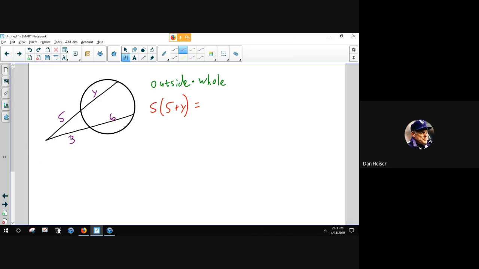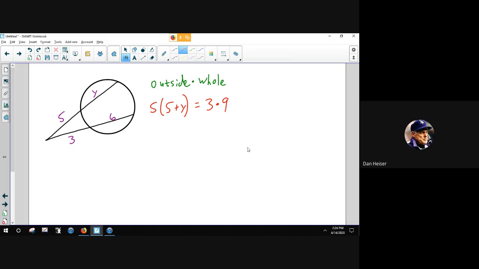The outside is 3. The whole thing is 3 added to 6 to give us 9. Don't make the common mistake of going 3 times 6. 6 is just the inside portion. We want the whole entire length, which in this case is 9, and then we want the outside portion, 3. Multiply those two portions together.